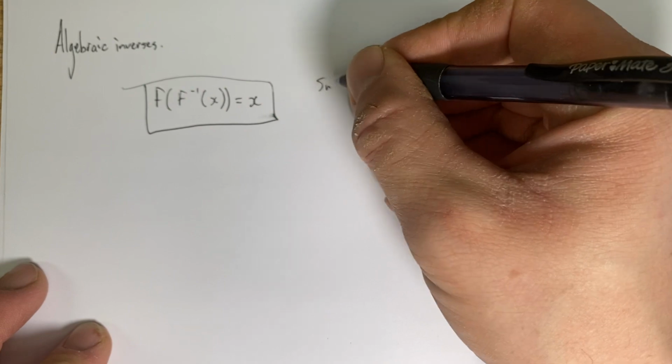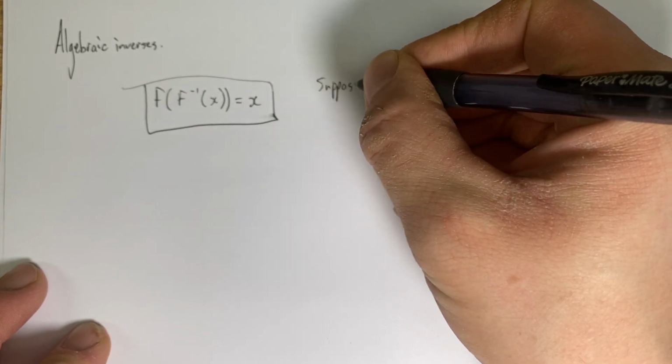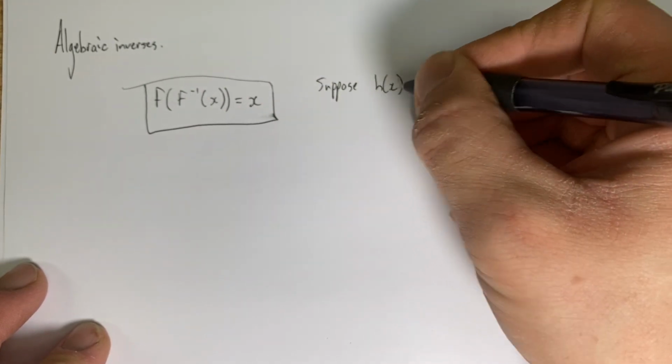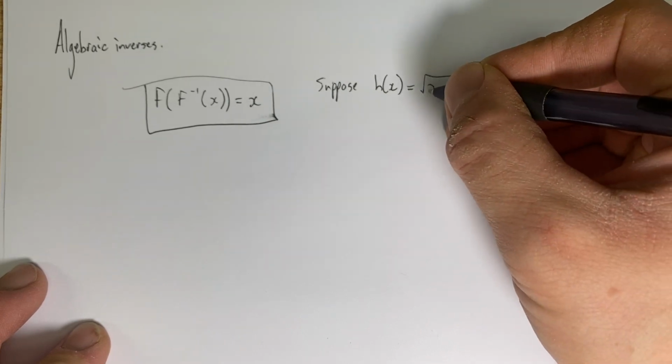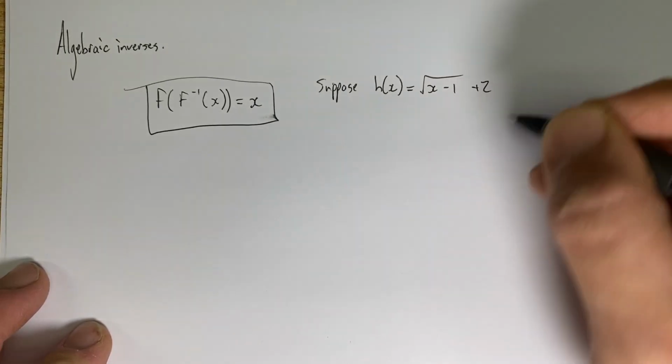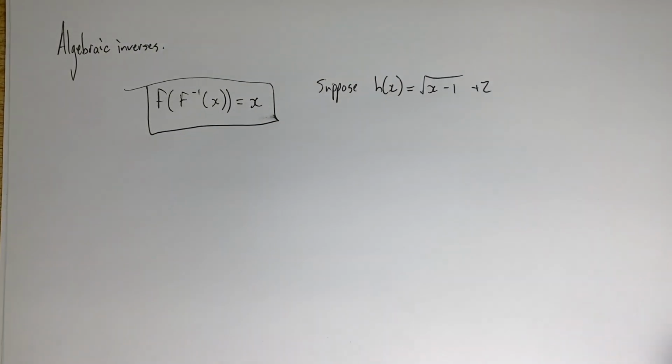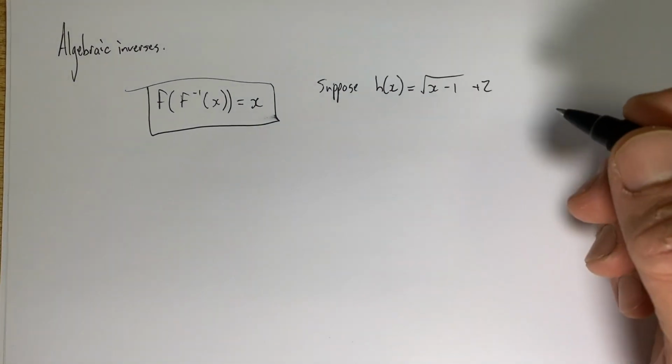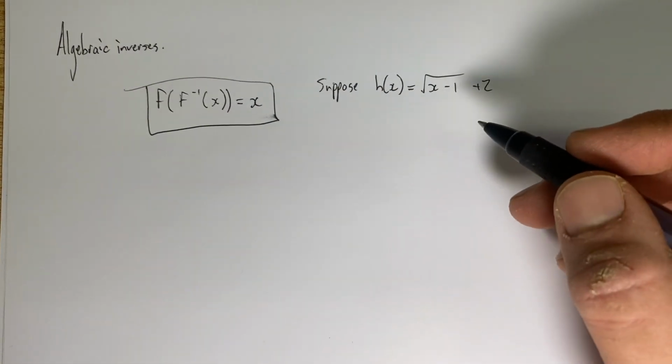So suppose h of x is equal to the square root of x minus 1 plus 2. If I wanted to find the inverse of h of x, I would need to find something that maps all the x points to all the y points, so all the points, their x and y coordinates, to the inverse of those. They would then become y and x coordinates. I can do this by applying the inverse identity.